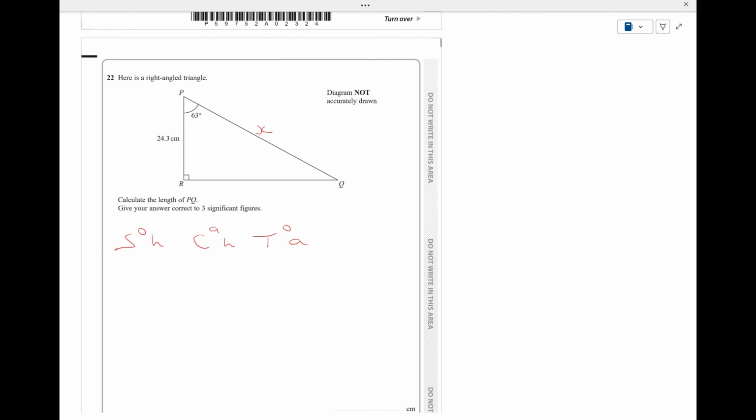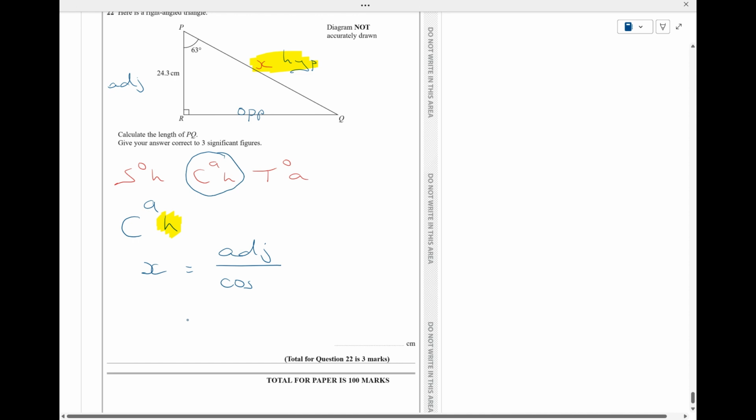Now, you'll have learned different ways of doing this. This is how I do it. I ask myself which side is not involved, because that's going to help me choose whether to use SOH, CAH, or TOA. Now, the opposite is not involved, and the SOH, CAH or TOA that doesn't involve the opposite is the CAH. So I know I'm going to use CAH. And in this question, I've been asked to find the hypotenuse. So I'm going to cover up the h, and that tells you that the h, the hypotenuse x, is equal to the adjacent over the cos.